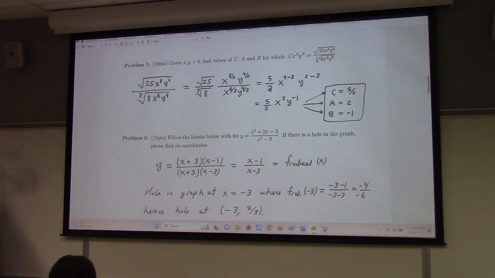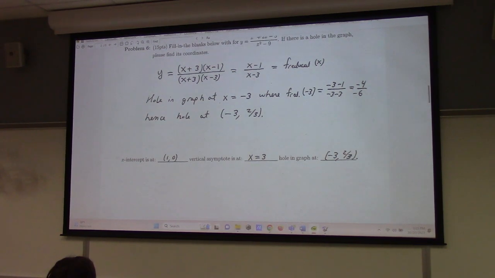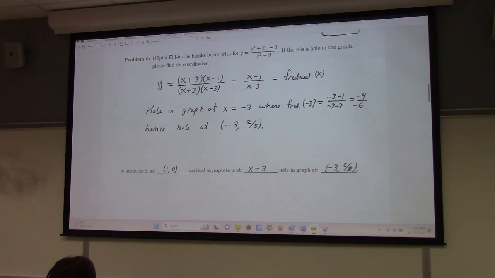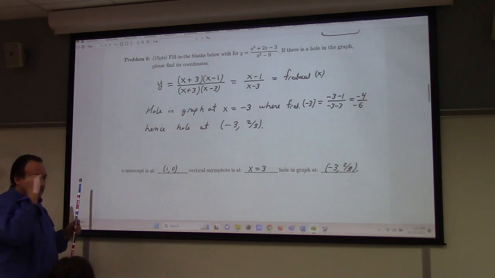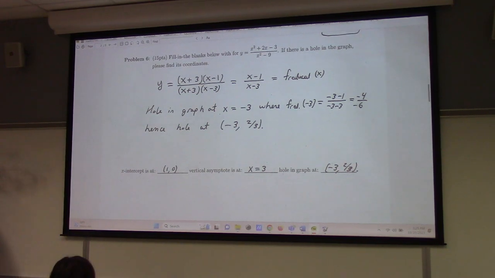Problem 6. I think this one you already experienced on quiz 6 and 7, right? I actually recycled this problem for you guys on the last quiz, I think. So I'll skip over that one. Just to reemphasize the concept, though, before I go on, when is there a hole in the graph? When something cancels, right? When you have a factor in the numerator and the denominator that's shared, then there can be a hole in the graph.